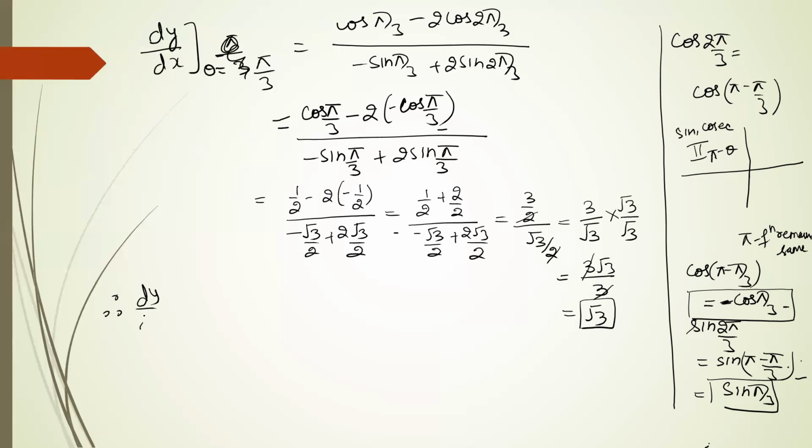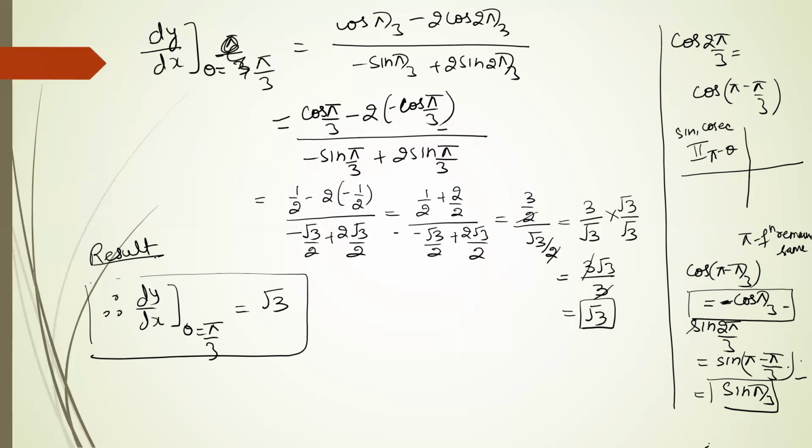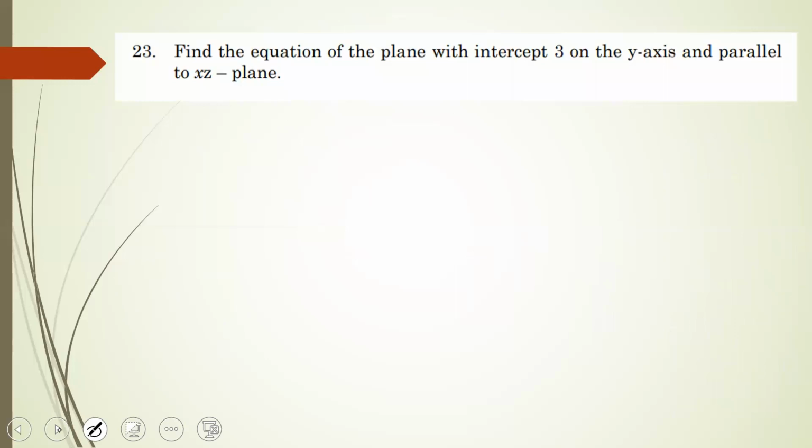Therefore, dy by dx at theta equals pi by 3 will be equal to root 3. This is the required solution. This is the result of the problem which is given to us. I hope the problem is clear to everybody. Moving on to the next question.